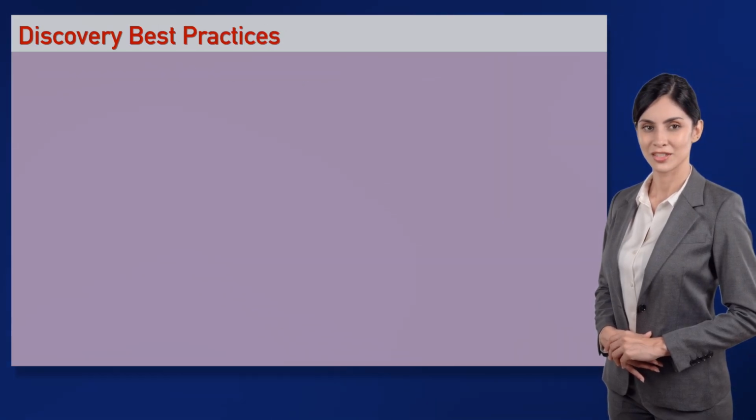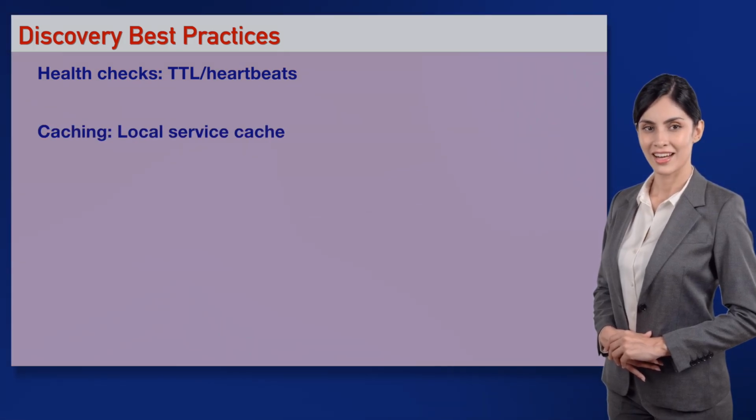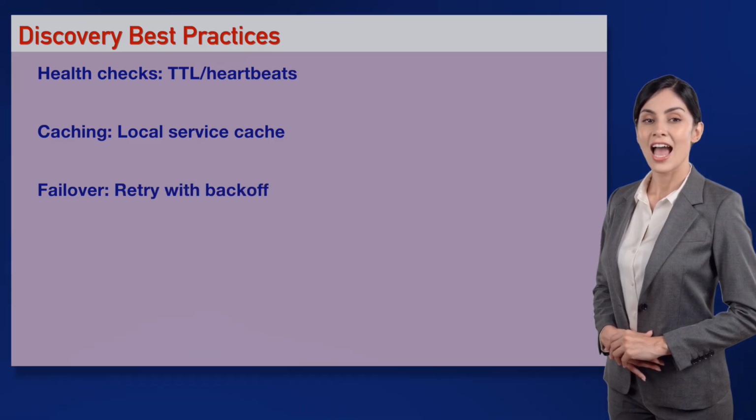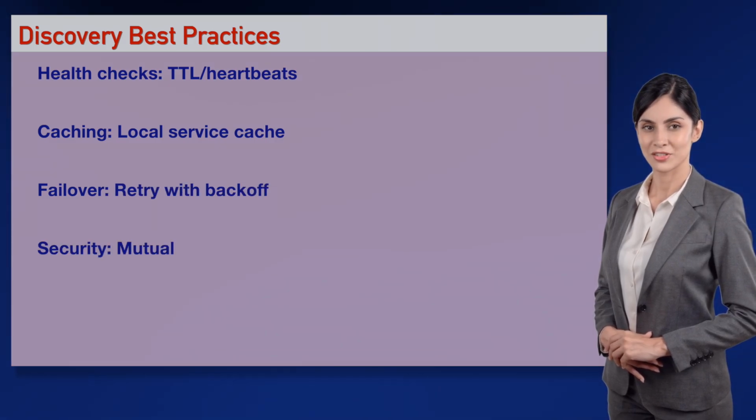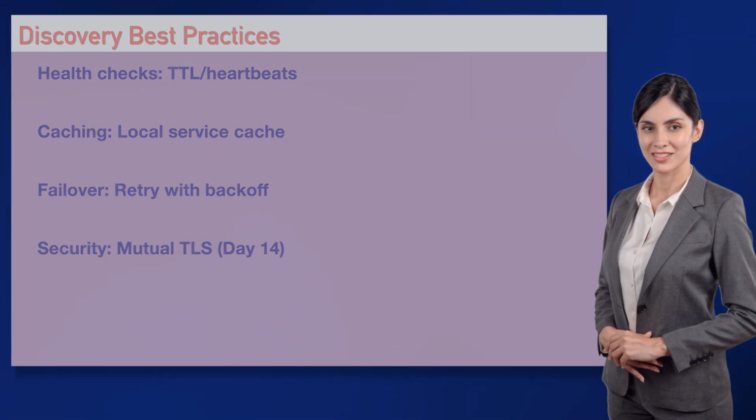Discovery best practices. Implement robust health checks with TTL or heartbeats to detect failures quickly. Use local caching in clients to reduce registry load. Add failover with exponential backoff retries. Secure with Day 14 mutual TLS for registry communications.